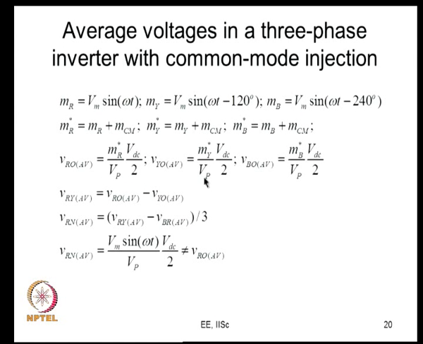And so, this is your VRO average, which depends on MR star, and you basically need to scale the modulating signal with respect to the carrier peak and multiply by VDC by 2, that is what it is. Similarly, it is MB star by Vp into VDC by 2. What is your VRY average? It is VRO average minus VYO average. Now, you see when you are doing this, you are actually subtracting MR star minus MY star, the whole by Vp into VDC by 2.